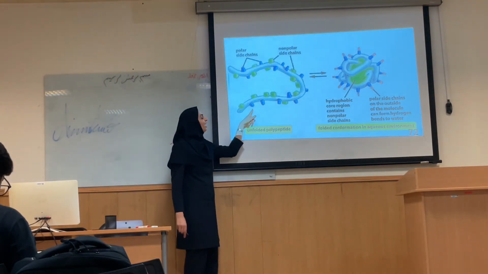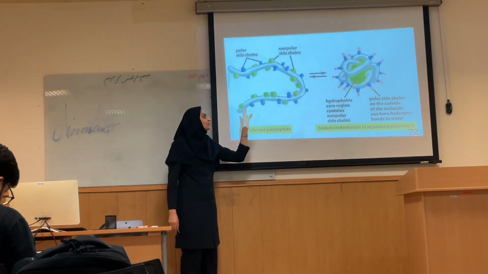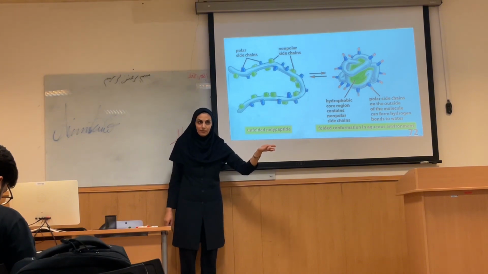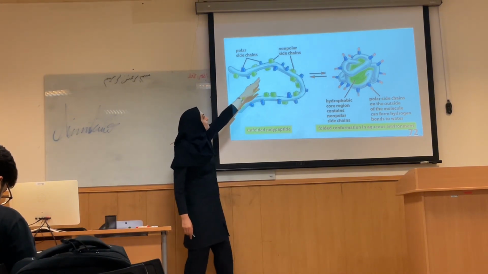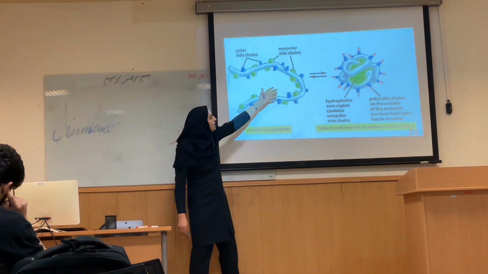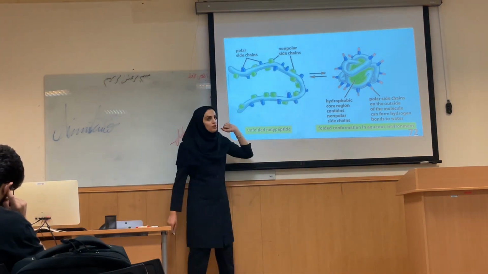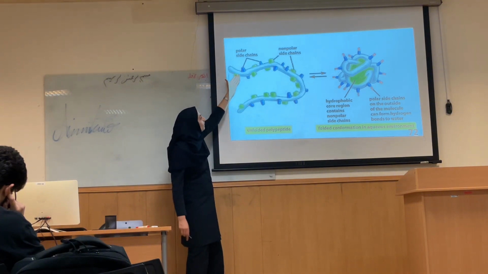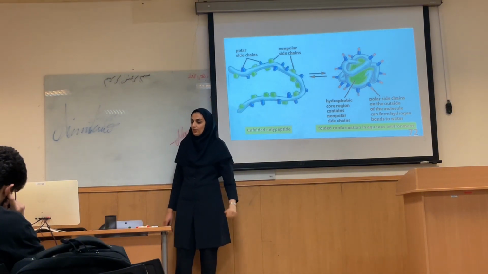At first, guys, I told you that we have some polar amino acids and some non-polar amino acids. Am I right? Here, the greens are non-polar amino acids with non-polar side chains, and the blue ones are amino acids with polar chains.